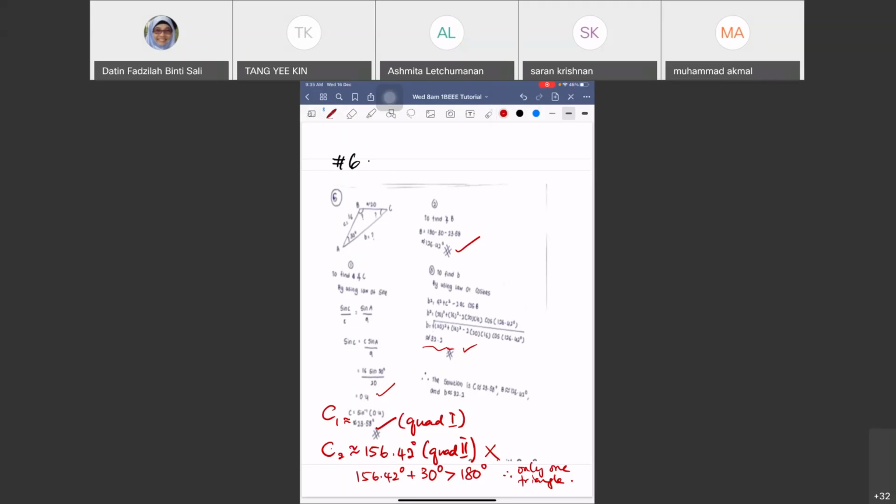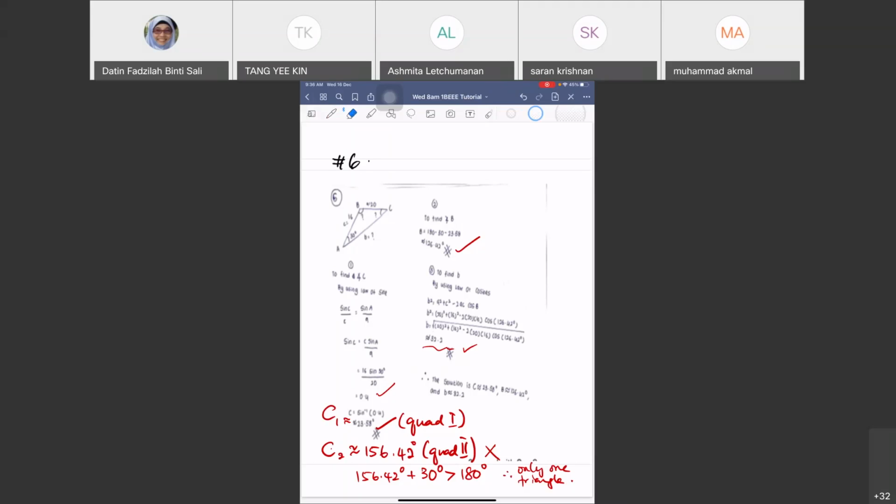Maybe you can use the law of sine. You check with the law of sine, while your friends use the law of cosine. You do it with the law of sine and see whether you got the same answer or not. 32.2. Okay, he did. Yes. So this is correct. Either you use the law of sine or the law of cosine, either one will give you the same answer.